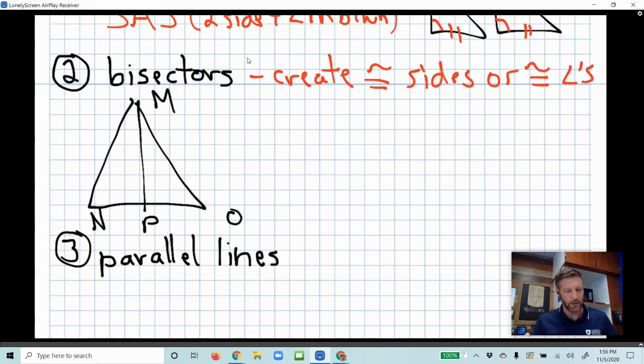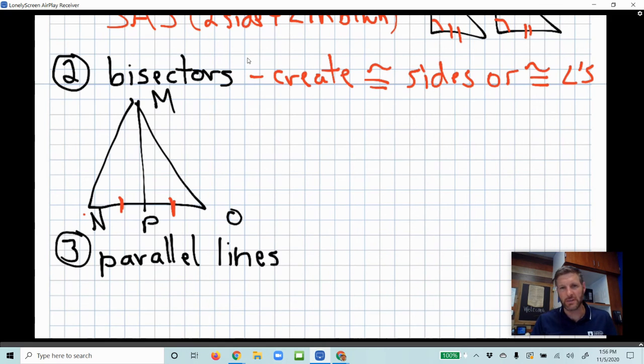Okay, that's a little better. But say that MP is the bisector. If MP bisects NO, that is a clue, because that means that MP must be cutting NO in half, which means MP and OP must be congruent. So bisectors are useful clues. When they give you a bisector, you know either a side or an angle has been cut evenly in half.